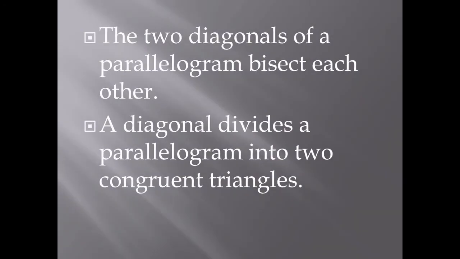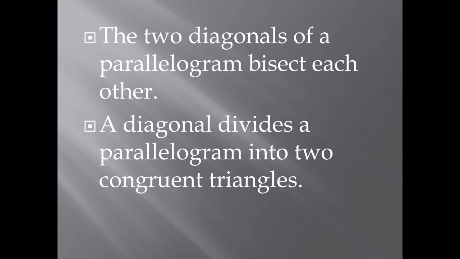The two diagonals of a parallelogram bisect each other. If you have a parallelogram ABCD, the line joining A to C is the first diagonal and the line joining B to D is the second diagonal. These two lines are intersecting, but they are not just intersecting, these two lines are bisecting each other.